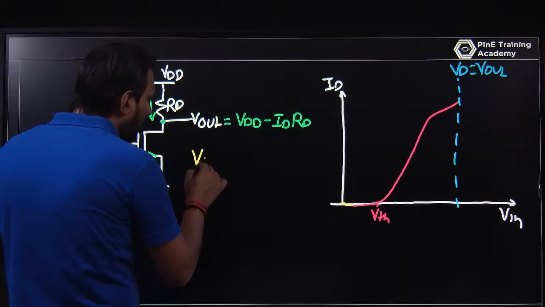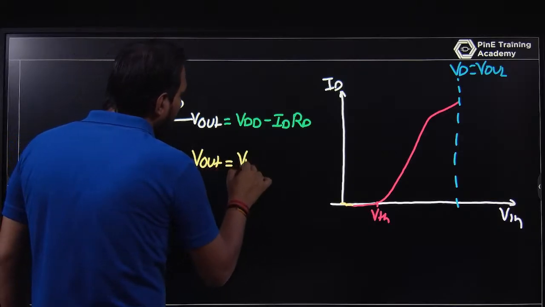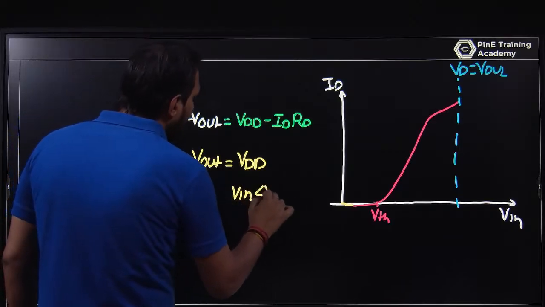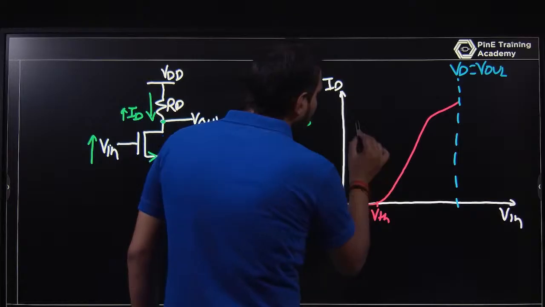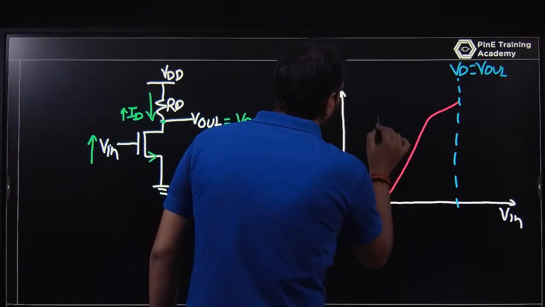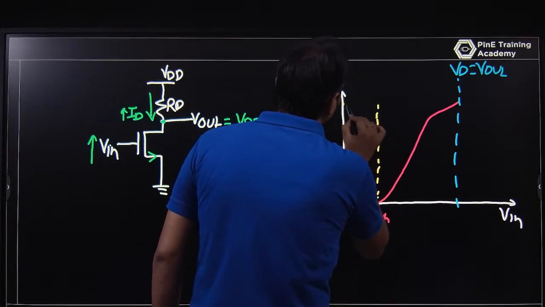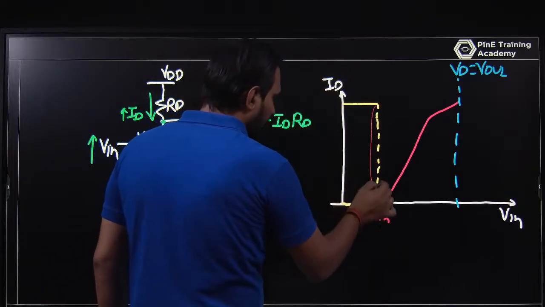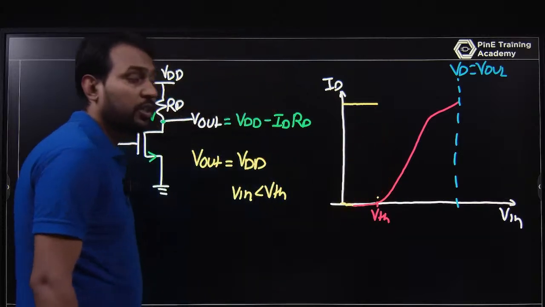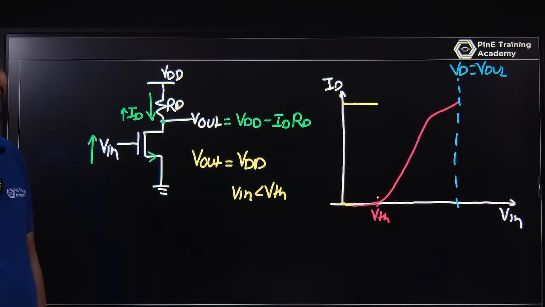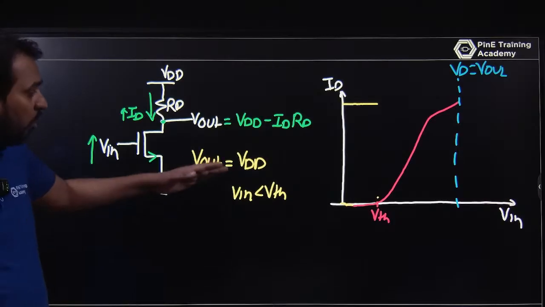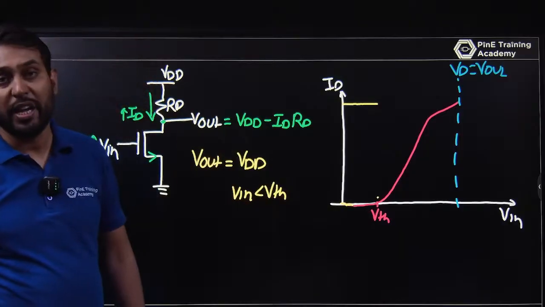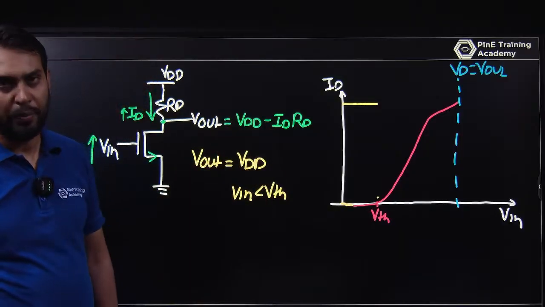So when the input voltage is less than VTH, the drain current is nearly 0. So what is Vout? Vout is VDD when the input voltage is less than VTH. So I can say that this will be about like this. Yes, is it okay? So Vout is equal to VDD minus IDRD when the input voltage is lesser than the threshold voltage. So Vout is near VDD where the ID is very small.